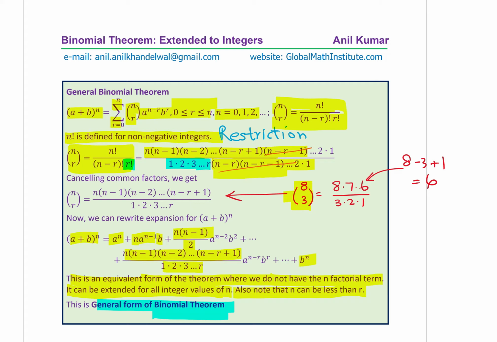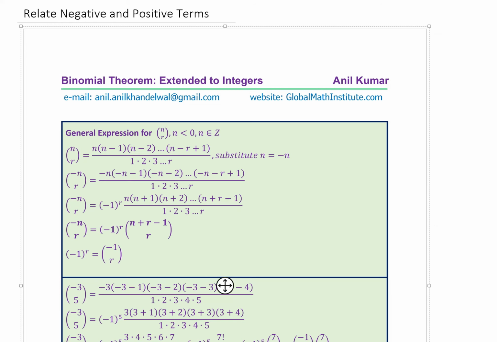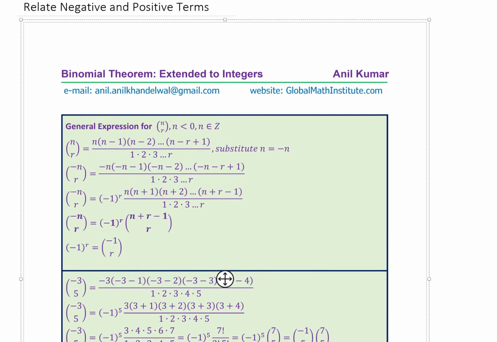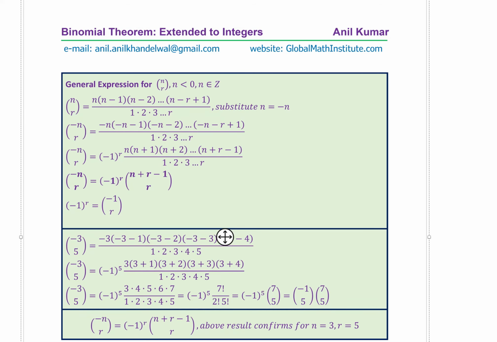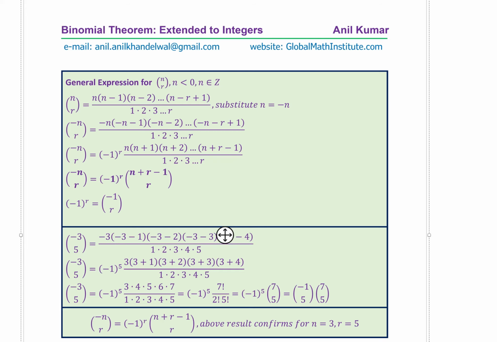Okay, now we have another expression of this, and we'll now look into it in a different way. So let's try to analyze the situation further. So what we just realized is that now we could write NCR, right? And n could be less than 0, and n belongs to integers. Is that clear to you, right?